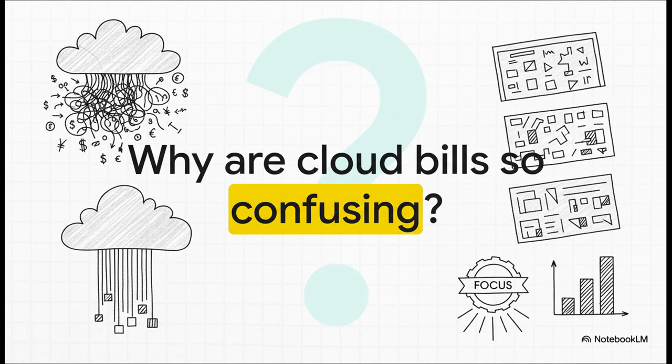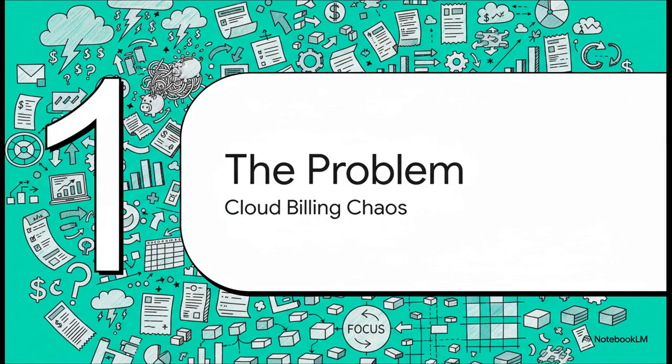But man, it gets right to the heart of a massive headache for anyone in the world of FinOps. You know, the whole practice of trying to bring some financial sanity to cloud spending. You're using services from all these different providers, and it's like each one is speaking a completely different language when it's time to pay up. So what is going on here? At its core, the problem is something we can just call cloud billing chaos.